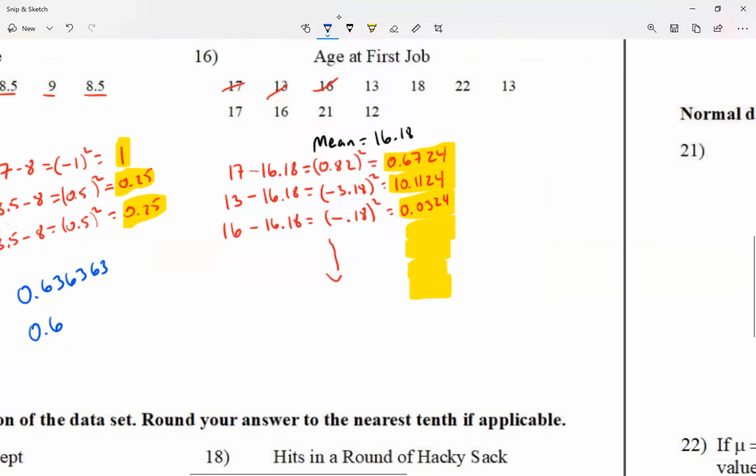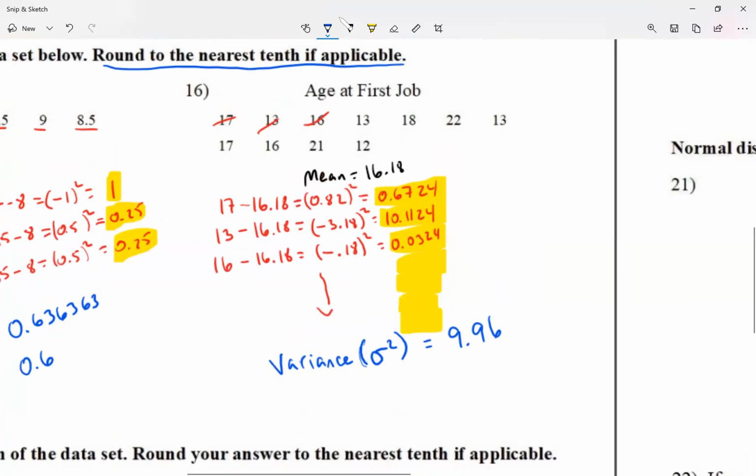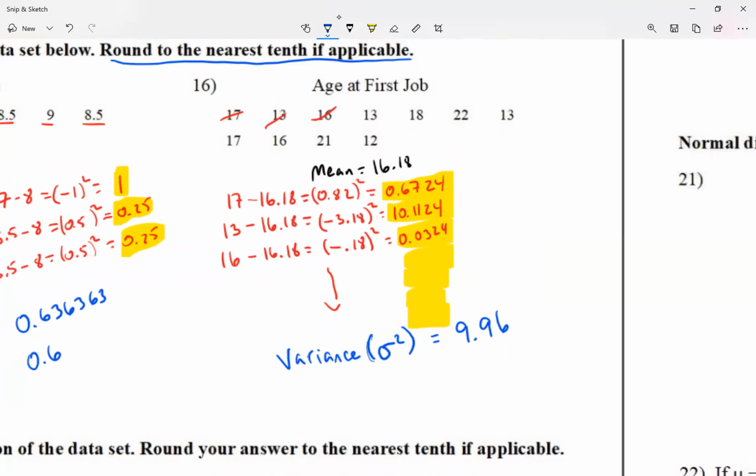I did this at the side first before I recorded the video. I'm going to find that my variance, again, it's sigma squared. My variance is going to be 9.96. But I'm asked for the nearest tenth. This 6 is going to push this 9. But the 9 is at the limit, so that's going to push this other 9. So my answer in this case will be 10. That's my variance.